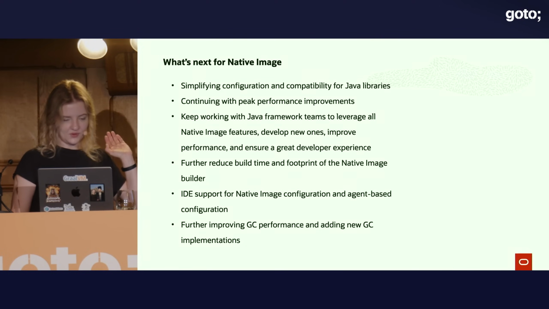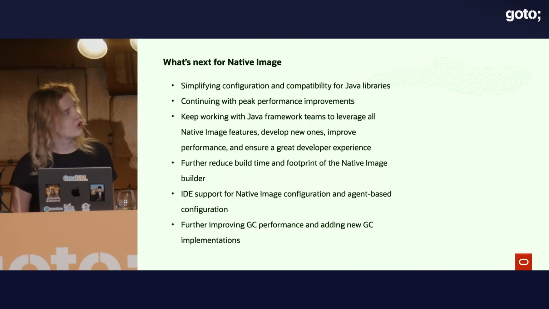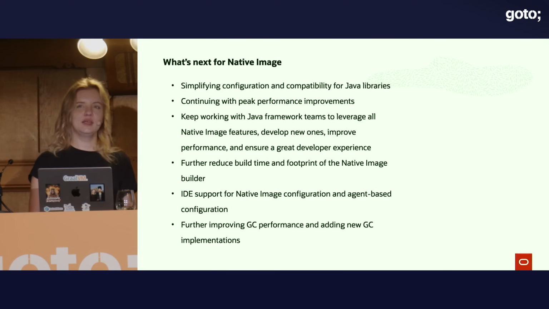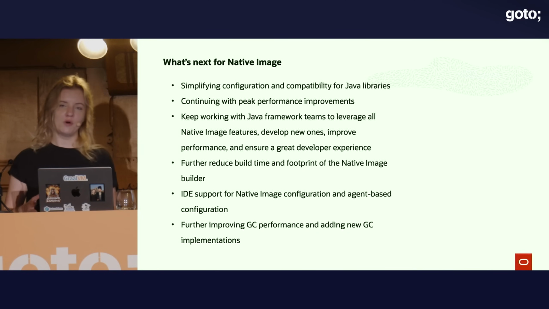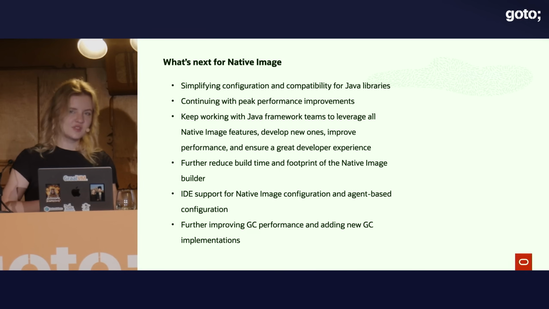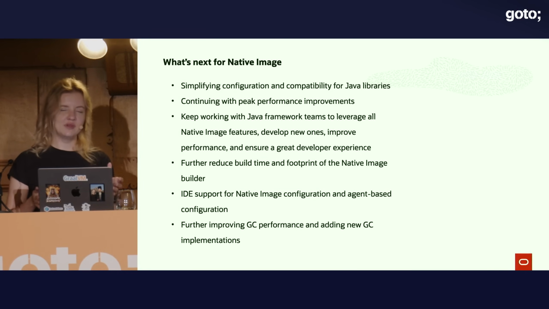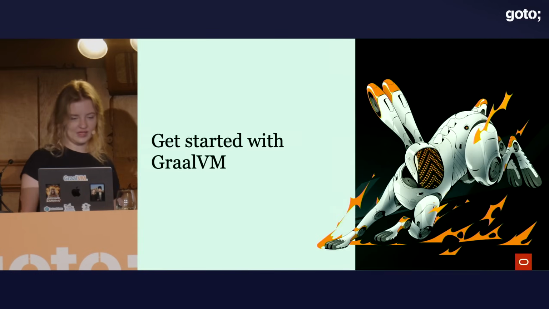Okay, let me speed up through all of that. Just to emphasize what we will work on next for Native Image: we keep working with many library and framework authors to make sure you can easily use those libraries and frameworks with GraalVM without providing any configuration on your own. We keep working on improving peak performance so that Native Image gets the same or better peak performance than the JVM. We are working to reduce build times, as well as the memory requirements of the build process. And we are also working to improve existing GC implementations and add new ones.